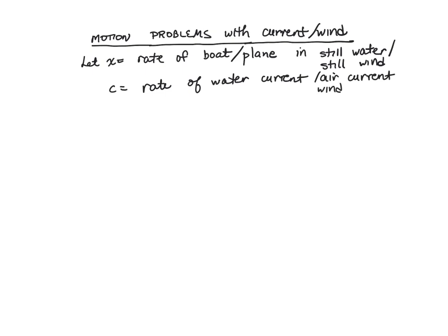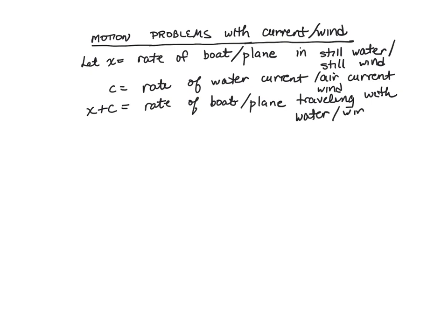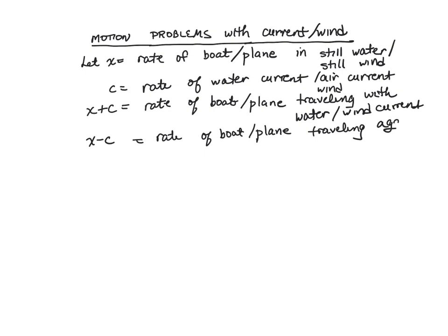Okay. X plus C would be the general way to represent the rate of the boat or plane traveling with the water or wind current. And X minus C would represent the rate of the boat or plane traveling against the water current or wind current.